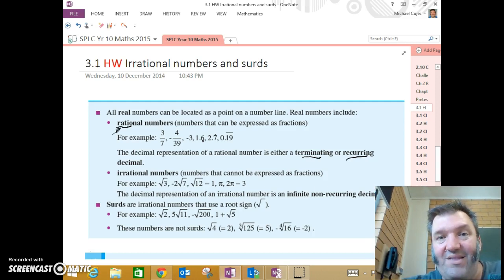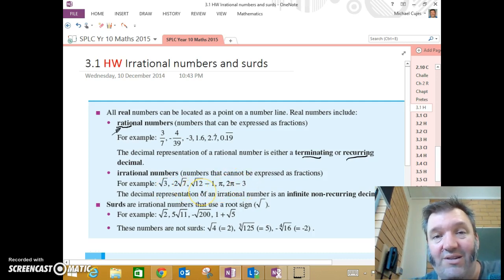Irrational numbers: the decimals don't terminate, they don't repeat, they just go on forever with no pattern. What are examples? Square root of 3, negative 2 root 7, pi. You can see the other examples there. All these numbers, non-terminating decimals, they are irrational numbers.